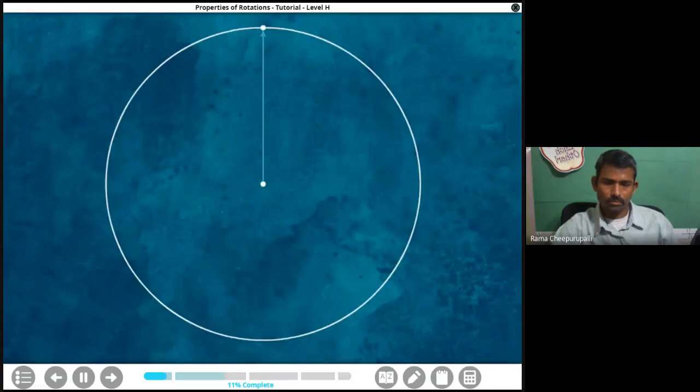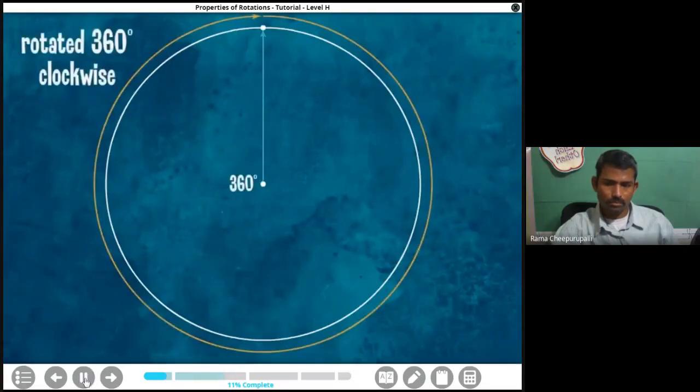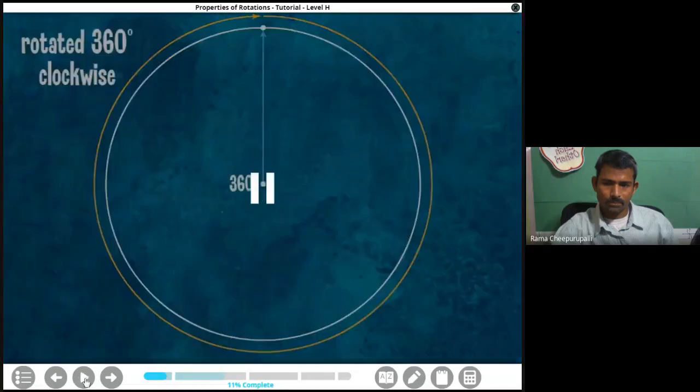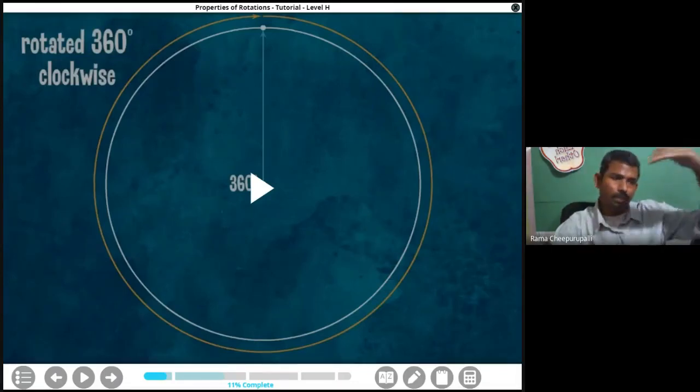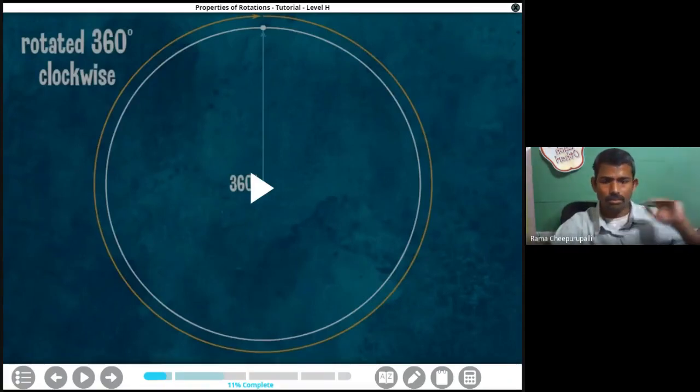A rotation all the way around the circle back to the original position is a 360-degree rotation. So when it's a complete circle or complete rotation, like when you turn it 4 times, 90, 180, 270, 360, you're going to come back to the original position. It's just like going around and then coming back to the same position.